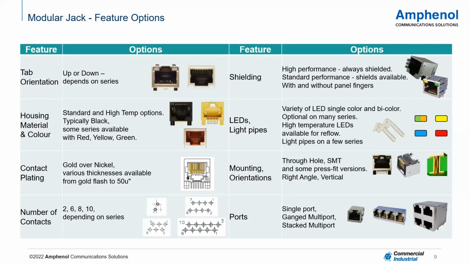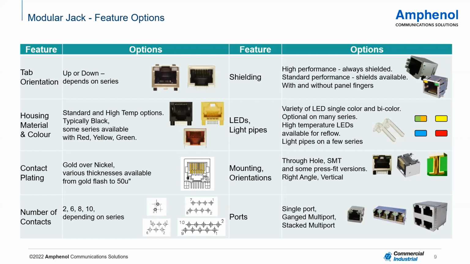So when it comes to the features, these are the 8 features on which the RJ is mainly divided. One is the tab orientation, the very basic one. That means whether you want a latch to be on a tab up or a tab down position. Second is the housing material. It depends on what kind of soldering methodology you want to have, whether you want wave soldering or reflow soldering, as well as the color coding, which type of color you want on your housing. The third thing is the contact plating, the kind of plating that you want to have on the contact.